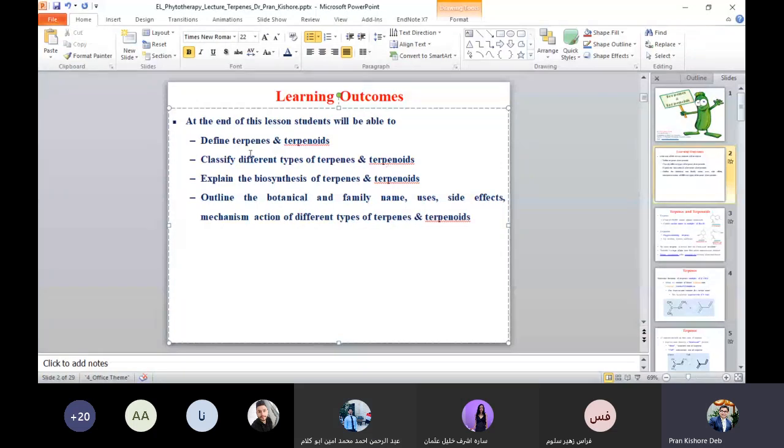Okay, so today's class mainly we'll discuss. So this is the learning outcome for the whole chapter. But today's class will mainly discuss the definition and classification of different types of terpenes and terpenoids, after which I will give you a lot of questions to solve. So we'll have fun today.